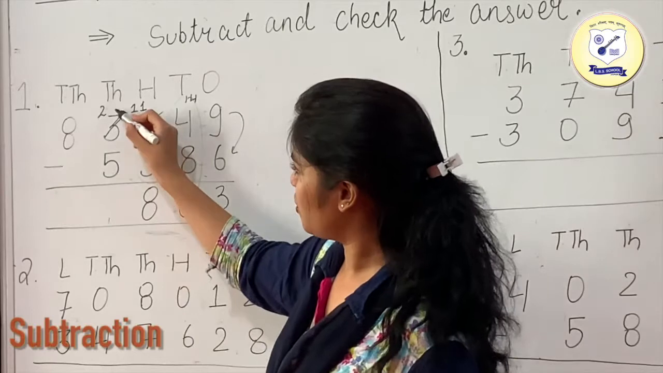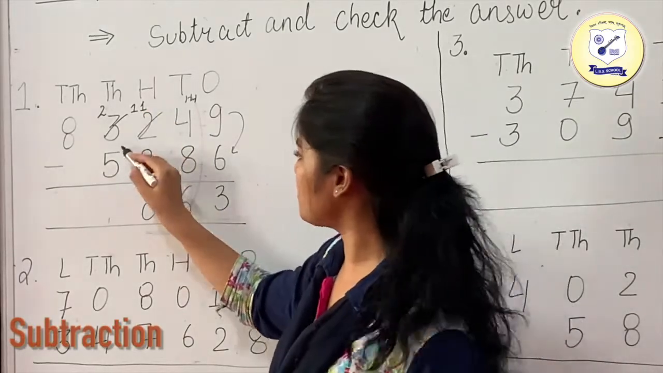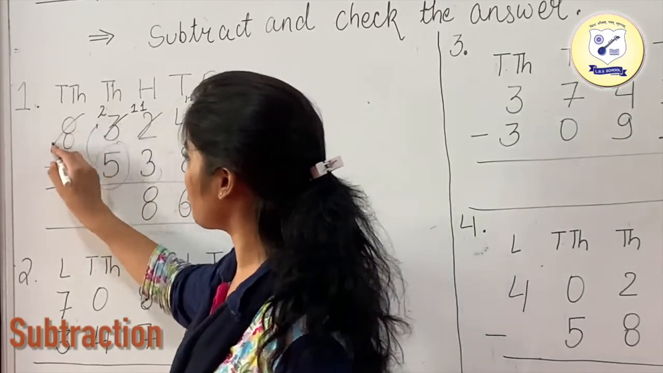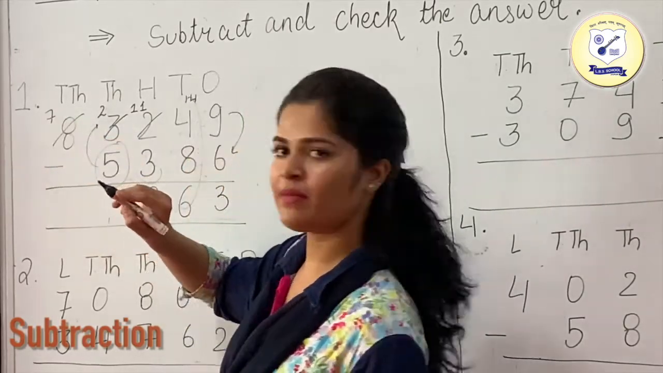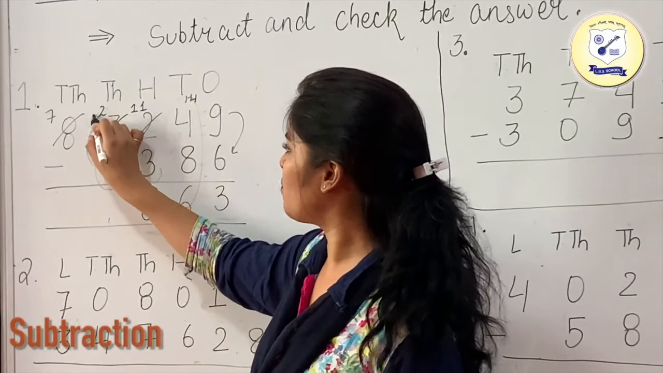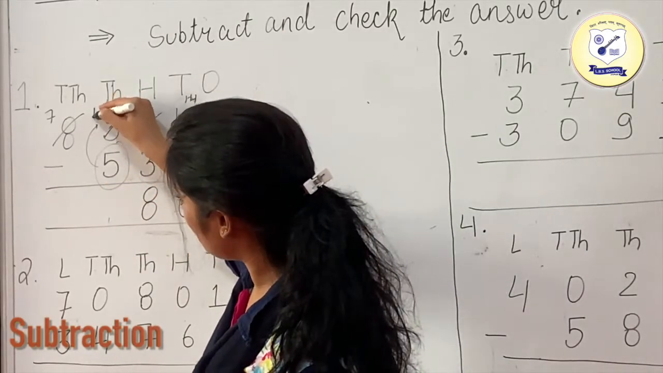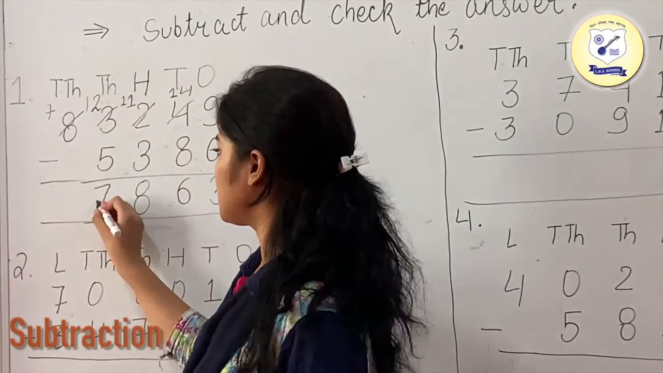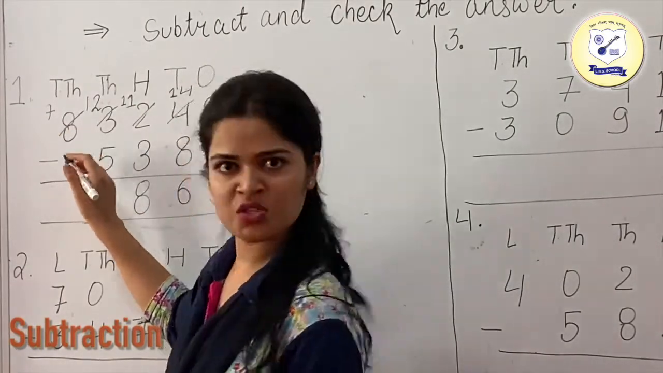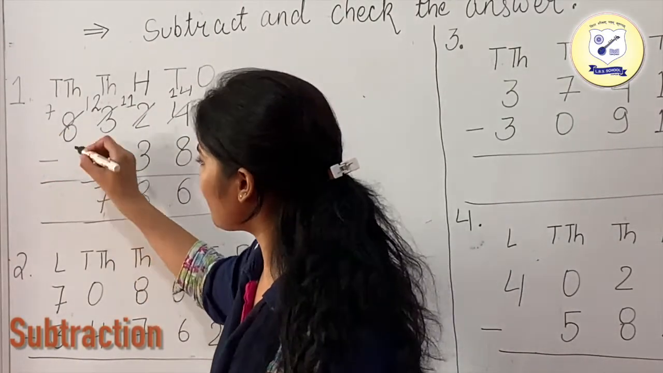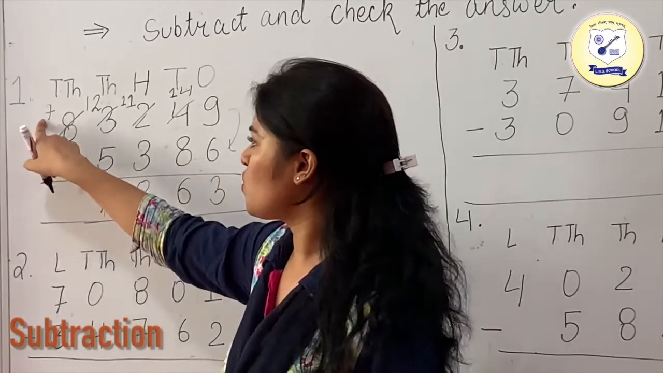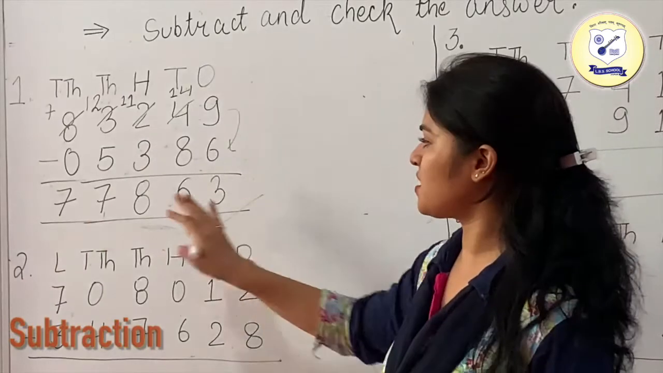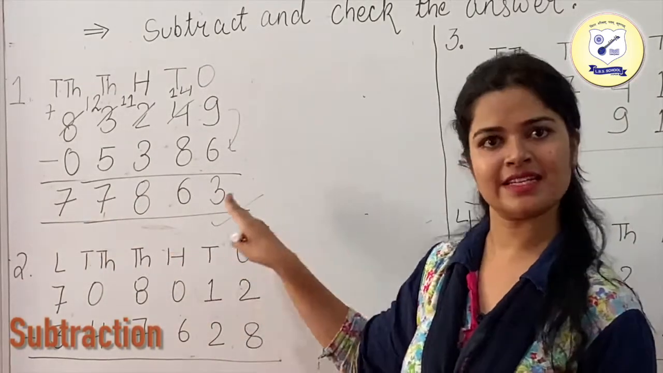8. 2 minus 5. Again this is a larger number, we cannot subtract it from 2, so we will take carry from 8. This will become 7 and we will put 1 at the tens place of 2. So this will become 12. 12 minus 5 would be 7. 7, since we are not having any number over here, we will consider it to be 0. 7 minus 0 would be 7. So this is your answer, which is 77,863.